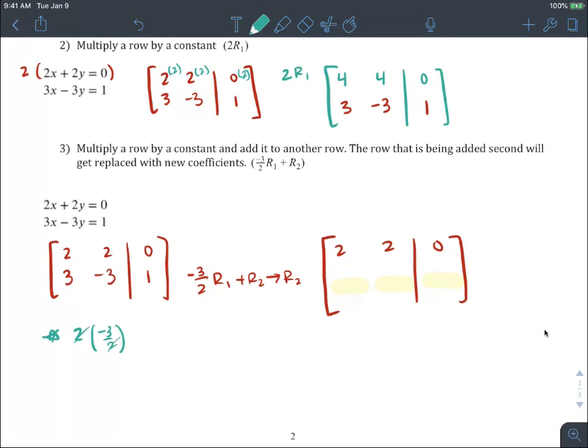Okay, so -3. And then I'm going to take this number here, 2 times -3/2, which again is -3. Okay, and then 0 times -3/2 is 0. So I'm going to be adding 0. So 3 minus 3 is 0. -3 minus 3 is -6. And 1 plus 0 is 1. Those are our 3 rules that we're going to practice in class tomorrow.